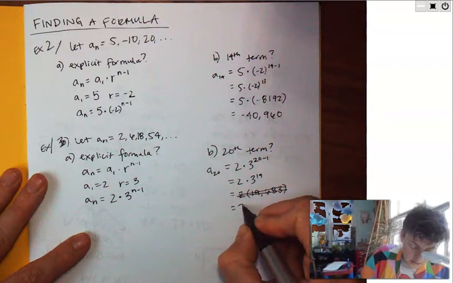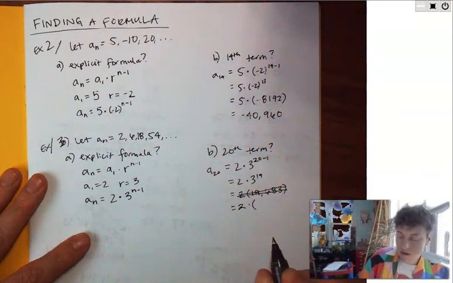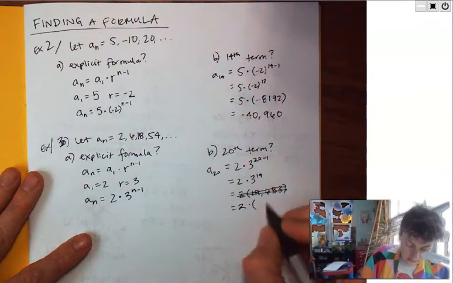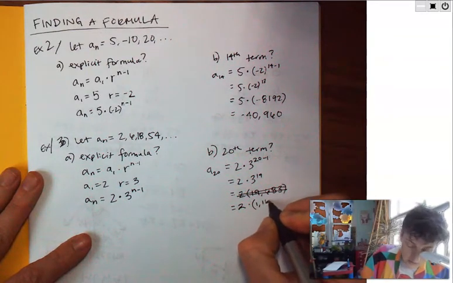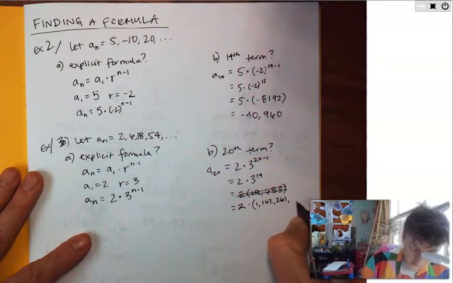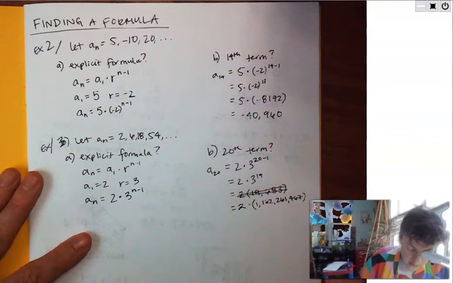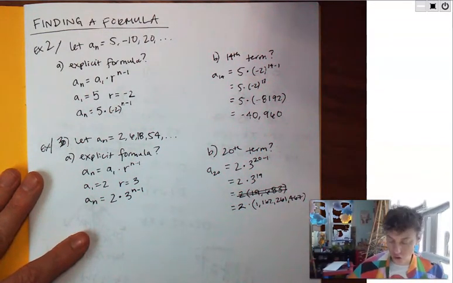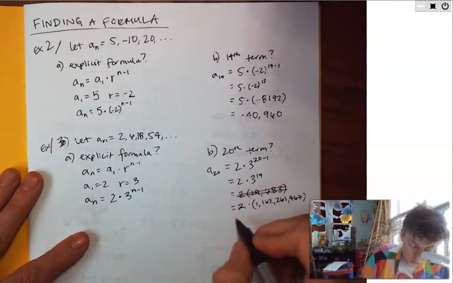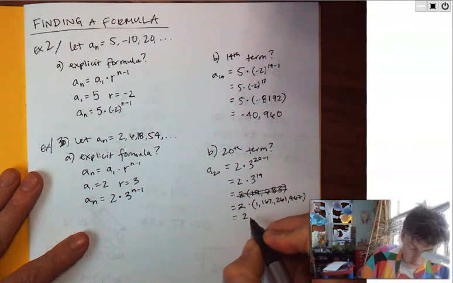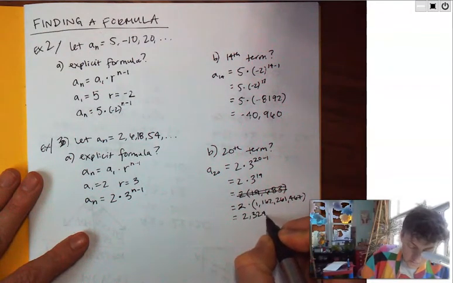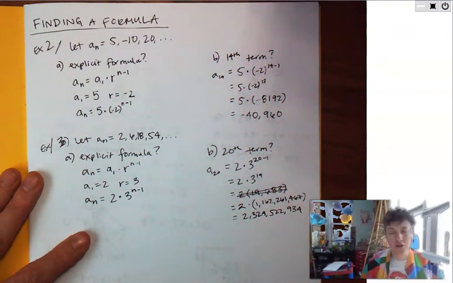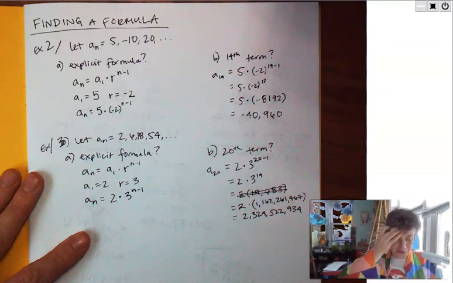This, in fact, is 2 times 1,162,261,467. Holy cow. Are you ready for this? That's got 3 commas. What does that make that? 100,000 million billion dollars times 2, of course. 2,324,522,934. Large number in the 20th term.